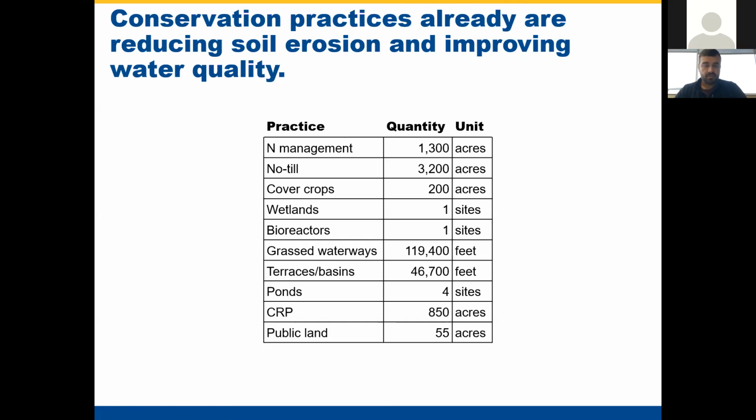Nutrient management, it looks like we're about 1,300 acres. No-till, just over 3,000. Cover crops, 200. We have one wetland, one bioreactor, several 100,000 feet of grass waterways, and then you can see the terraces and ponds and CRP and public land.